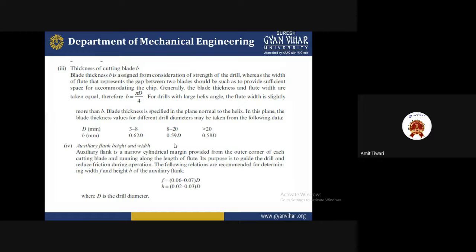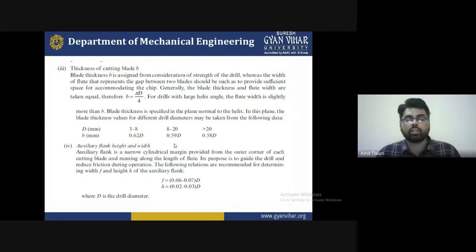So for drills with a large helix angle, the flute width is slightly more than B, and then the blade angle is specified normal to the helix. So in this plane, the blade thickness may be considered different. The drill diameter may be taken from the following data. For capital D from 3 to 8, 8 to 20, and more than 20, B is selected as 0.62 D, 0.59 D, and 0.58 D. These are the criteria for the thickness of the cutting blade B for the particular range of the diameter.